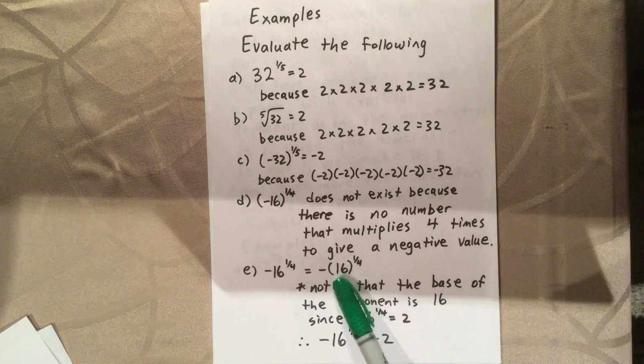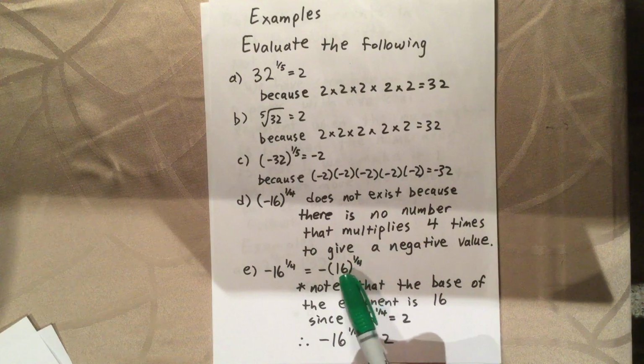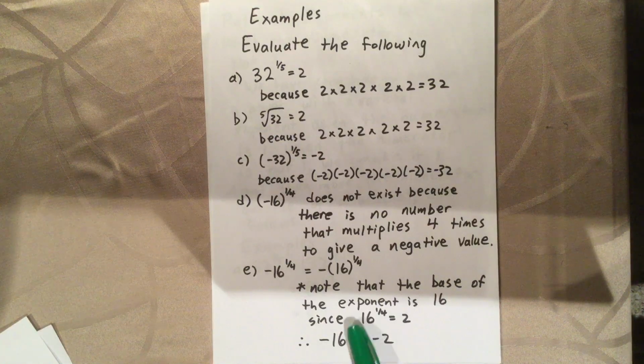Now, we know that the value of 16 raised to the 1/4 is 2, because 2 times 2 times 2 times 2 is 16. So 16 to the 1/4 is 2. So that means negative quantity 16 to the 1/4 is negative 2. In other words, just put a negative sign in front of each of these, and you get negative 16 to the 1/4 is negative 2.